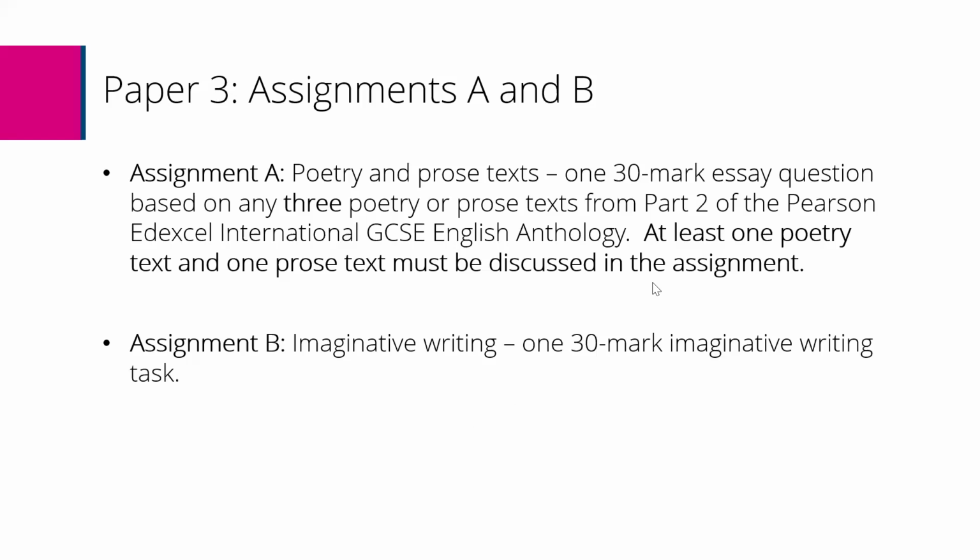And then paper 3, so if you're doing coursework, assignment A, poetry and prose text is a 30 mark essay question based on any 3 poetry or prose texts from part 2 of the anthology. And they have to do at least 1 poetry, at least 1 prose, and then their 3rd choice. Now, just a reminder that that has changed for first assessment this year. There used to be a commentary in that, so just a reminder that that has changed now. And then assignment B mirrors paper 2, and it's a piece of imaginative writing, 30 mark question.